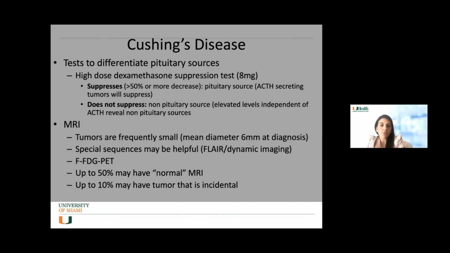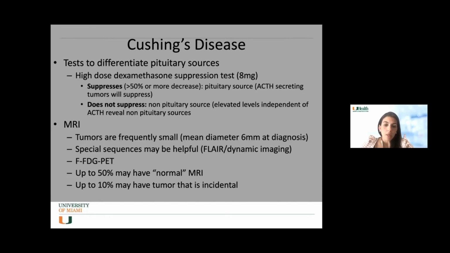Once you have an idea that you have a pituitary source, then you can look at MRI. So you're going to get your imaging, and like I mentioned before, the tumors are frequently small, a mean of 5 to 6 millimeters at diagnosis. Oftentimes, about 10 to 20% of the time, you can even have negative MRIs and still have Cushing's disease. We'll talk a little more about that, but that can lead to an entire set of other complications.